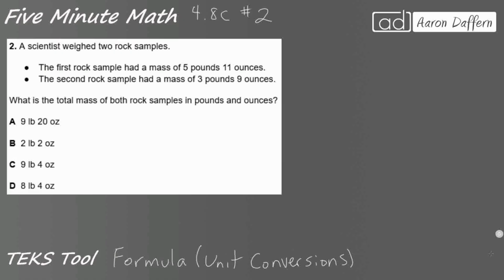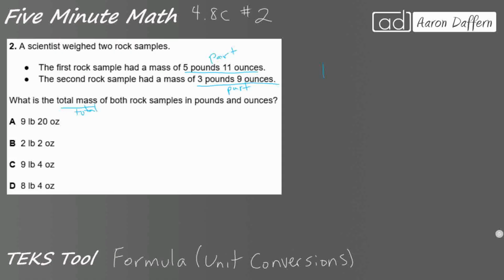So we've got two rock samples, 5 pounds 11 ounces, 3 pounds 9 ounces. And we need the total mass. All right, so we could think of this like a part whole. Right, so here's our part, and we need a total.